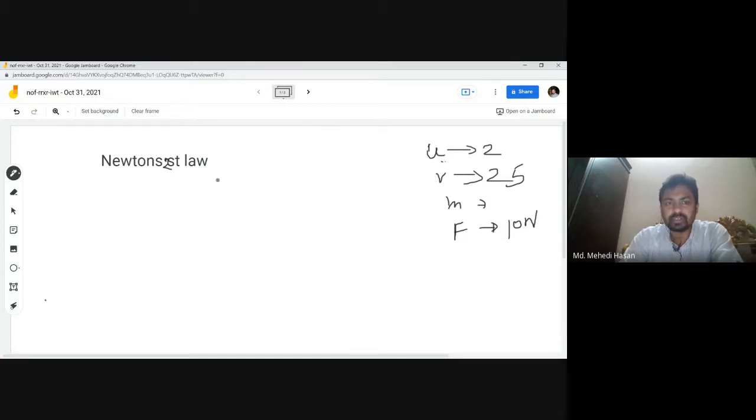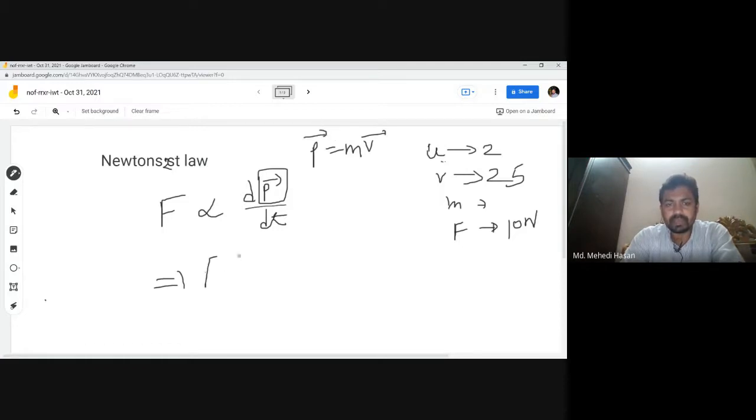According to Newton's second law, the statement is: the rate of change of momentum is directly proportional to the applied force, and this acts along the direction of the applied force. That means F is proportional to the rate of change of momentum, dp by dt. Here p is the momentum, a vector quantity, and p equals mv. So p equals mv is a vector.